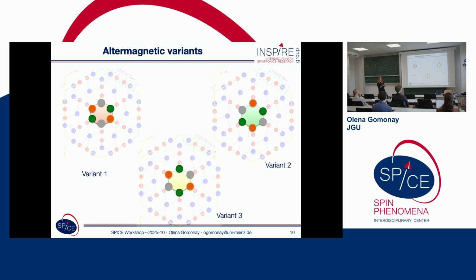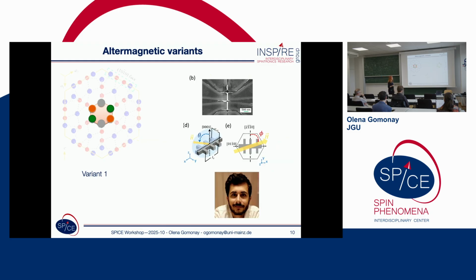So if my Hall bar covers all three variants, then the signal which I see should be averaged, and it would be very difficult to extract the orientation of the magnetic system with respect to the real crystallographic axis. So here it was a real challenge which was solved by Xavi Rial, who made a very thin electrode, this Hall bar. He went down to 0.5 micrometers.